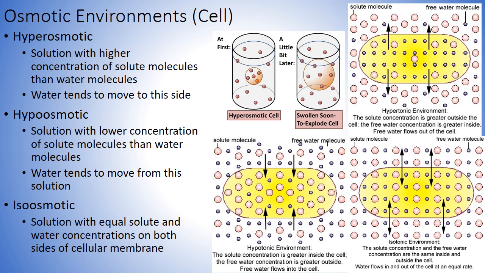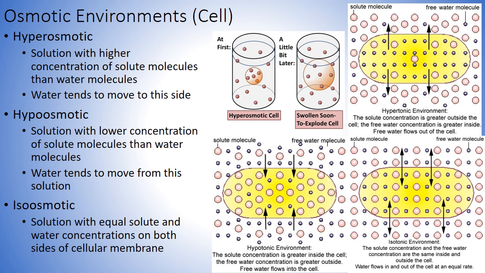There are different types of osmotic environments that we can talk about: hyperosmotic, hypoosmotic, and isoosmotic. Again, hyperosmotic is a solution with a higher concentration of solute molecules than water molecules. So water would tend to move to this side. Having said that, the concentration is really, really high with solute. That means that water will want to go to that side. Remember, water always travels across the membrane to the side where the concentration of solute is higher.